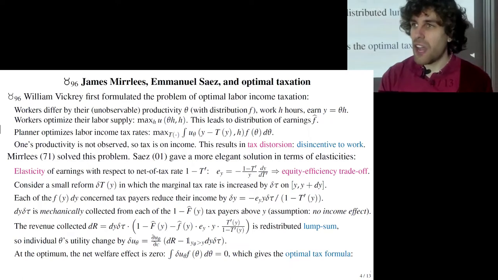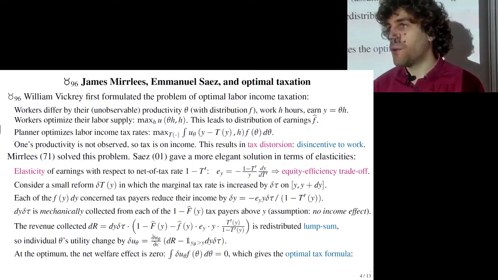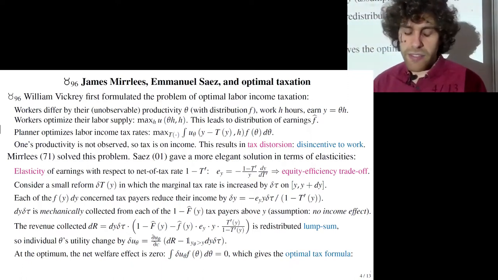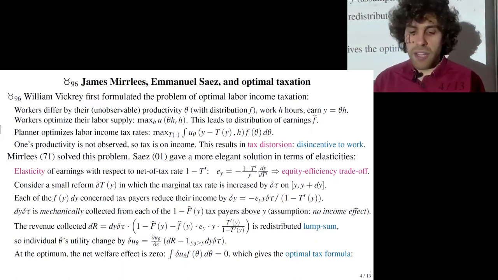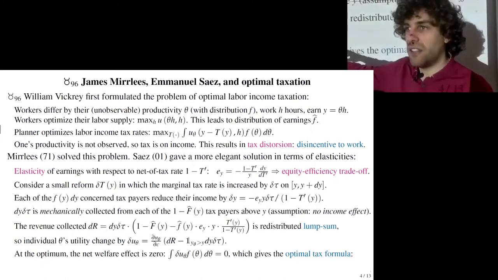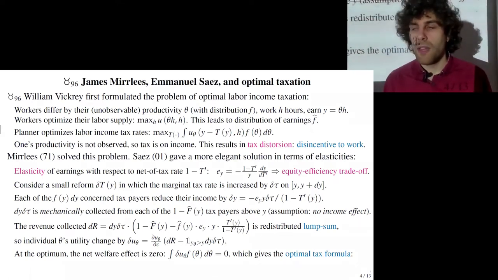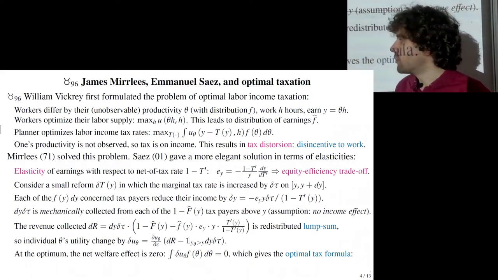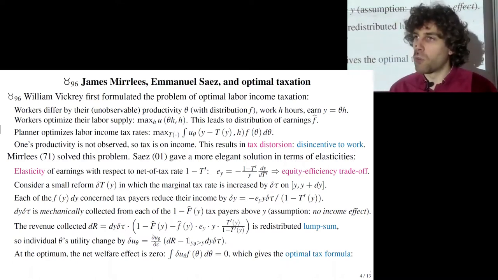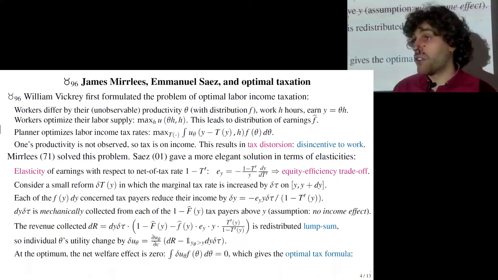So now for this perturbation method, the important step in the derivation of the formula is the observation that at the optimum, the net welfare effect is zero, meaning that the sum of the changes in utility is equal to zero. And why is it so? Because if it was not the case, it would mean that there would be a small reform that could increase social welfare. Okay? So it would mean you are not at the optimum.